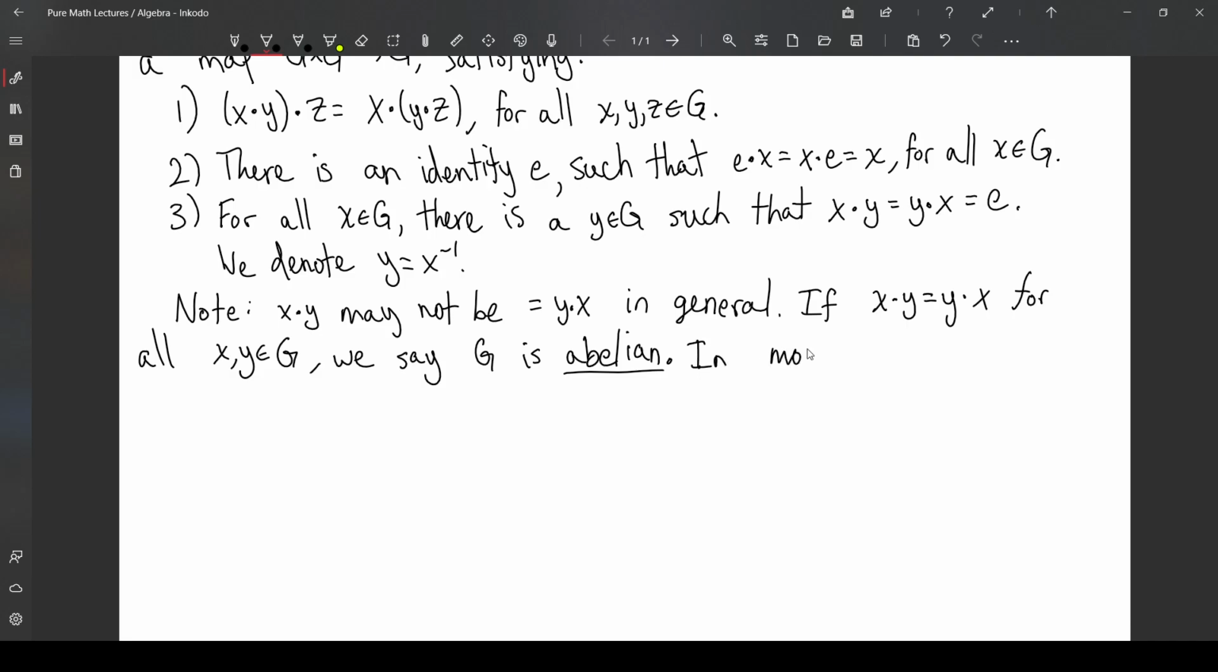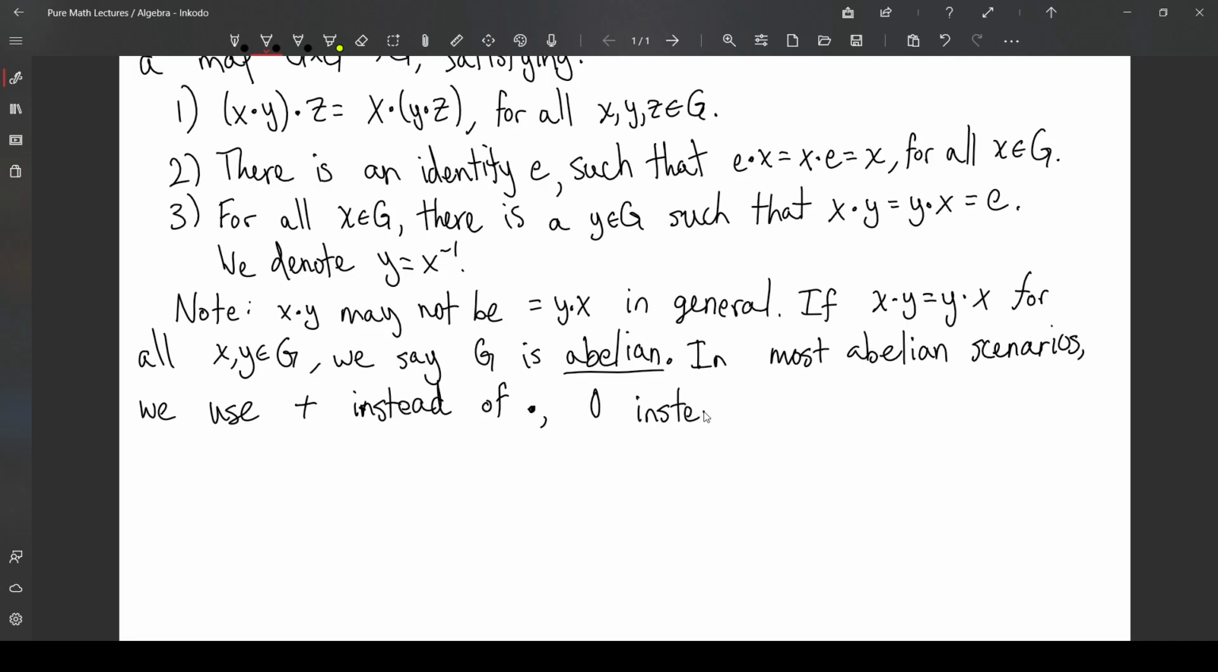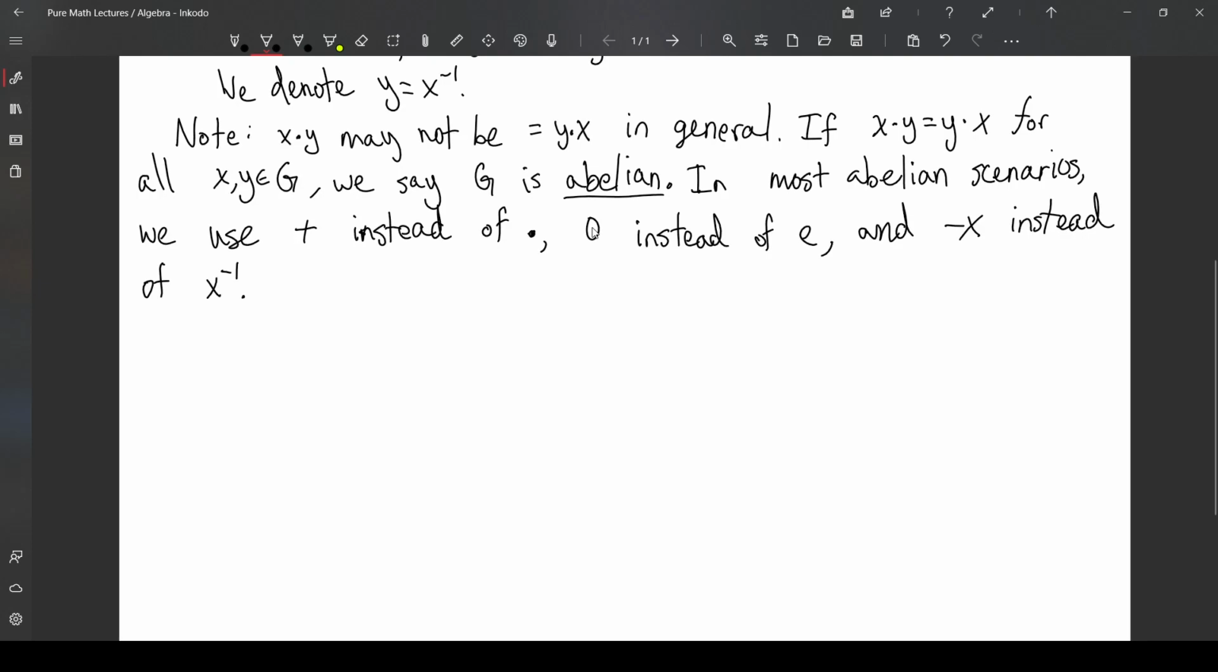And also in most abelian scenarios, we use plus instead of the sort of multiplicative notation, 0 instead of e, and negative x instead of x inverse. Okay. So that's what an abelian group is.